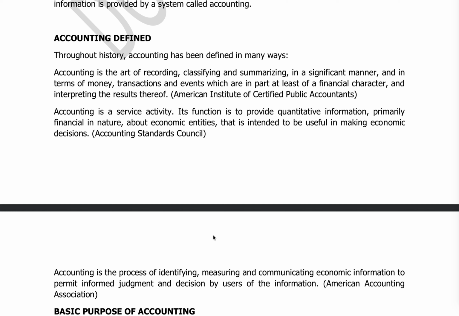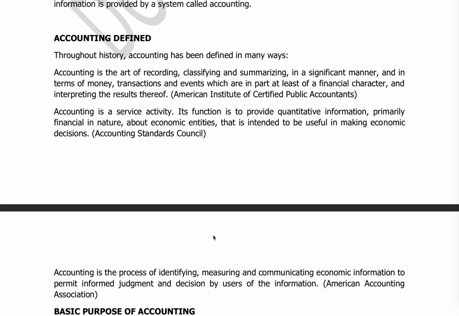When you say accounting, again, as what we have discussed last time, it starts with identifying a transaction or event. First, you have to identify whether that event or transaction is financial in nature. Pag nasa negotiation stage pa lang yan, hindi yan kasama sa accounting process.